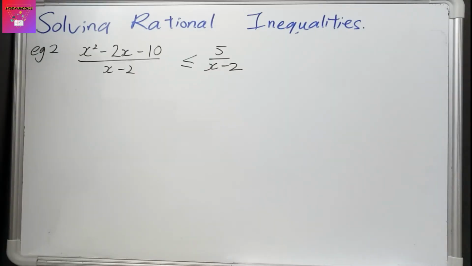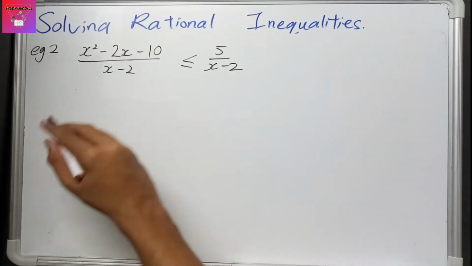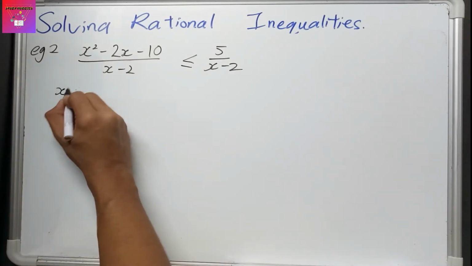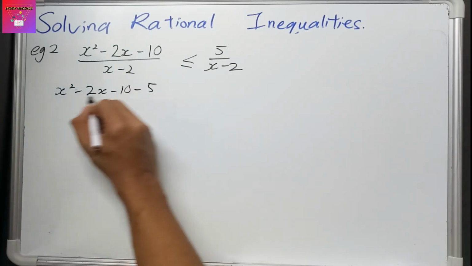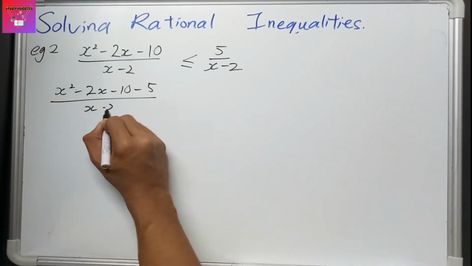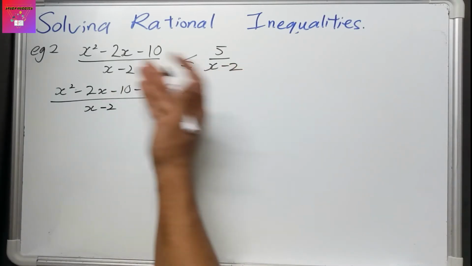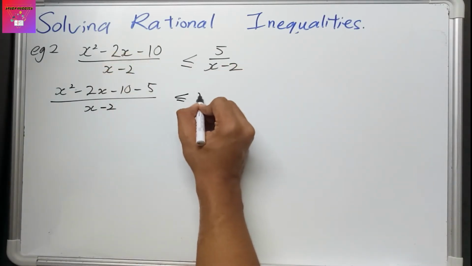So next, let's look at our second example. x squared minus 2x minus 10 over x minus 2 is less than or equal to 5 over x minus 2. So same, bring everything to the left hand side. So x squared minus 2x minus 10 minus 5 over x minus 2. So it's easy because both of the denominators are the same.